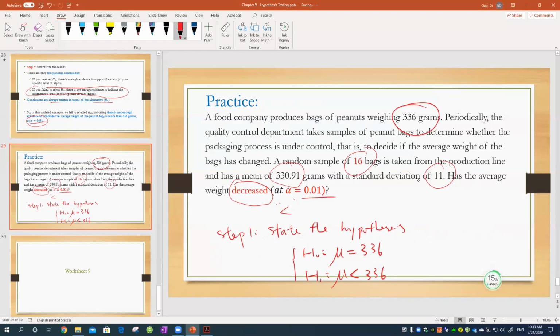And then we call it a one-sided left tail test.